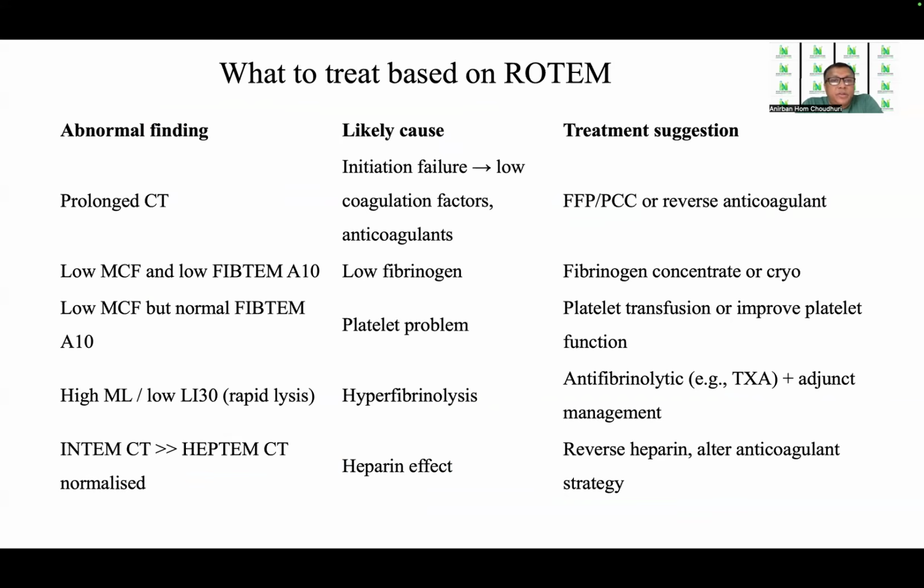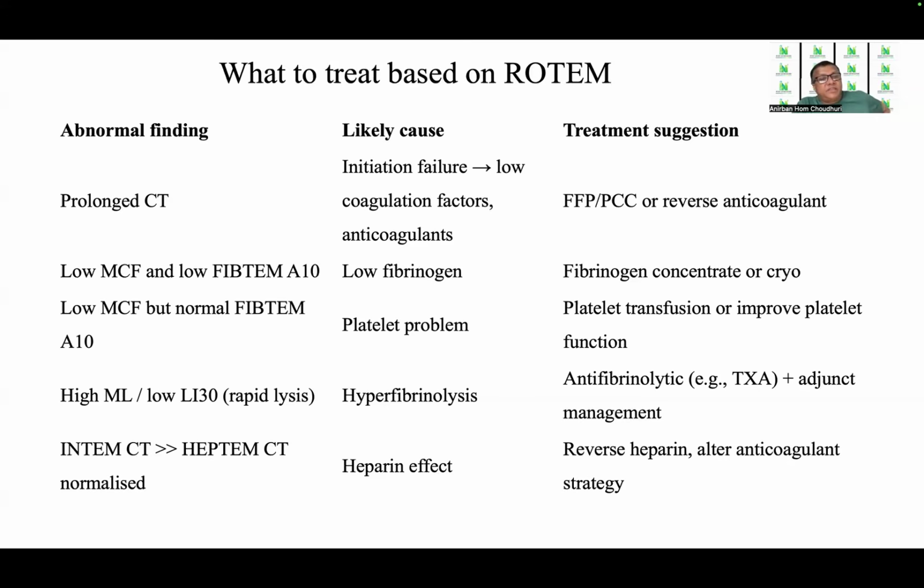A prolonged clotting time likely causes initiation failure because of low coagulation factors or anticoagulants. Suggested treatment should be FFP or PCC, or reversing the anticoagulant in case of anticoagulant-induced prolongation of clotting time. For low MCF and low FIBTEM, the likely cause is low fibrinogen, so you have to give fibrinogen concentrate or cryo. For low MCF but normal FIBTEM, the problem is in the platelets, so give platelet transfusion or improve platelet function.